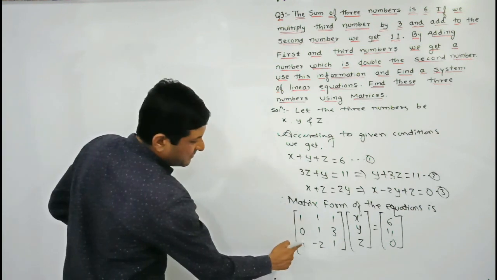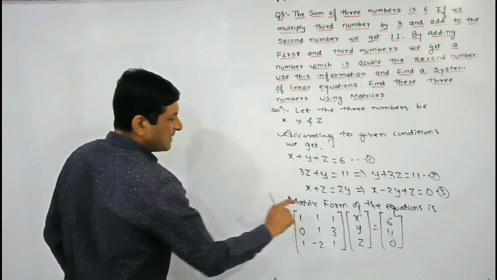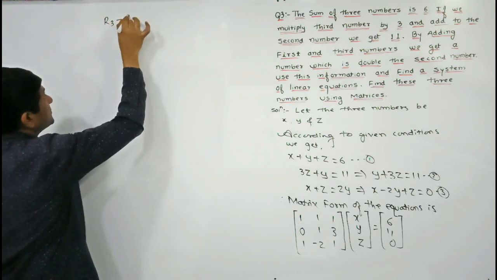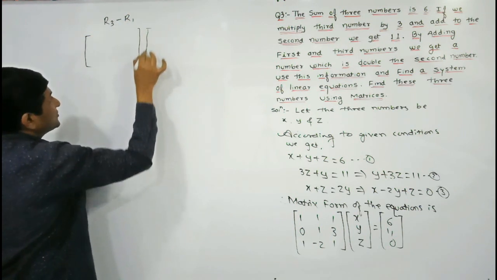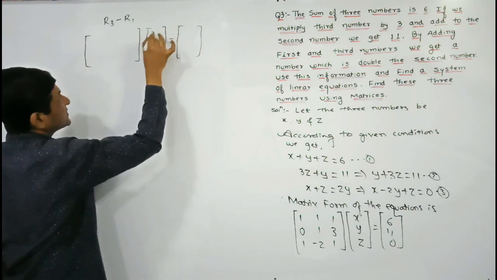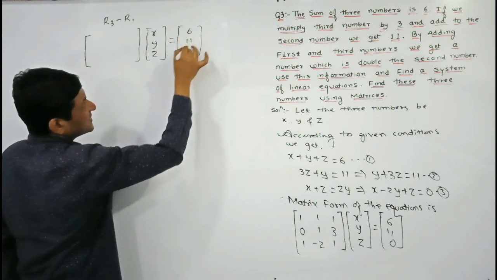To convert this element into 0, the operation is on R3. What operation do we have to perform? R3 minus R1, so that 1 minus 1 will become 0. Let us perform this operation on the elements of R3. So keep the elements of R1 and R2 on both sides as they are. What is the element of R1 here? 6, and here 11.